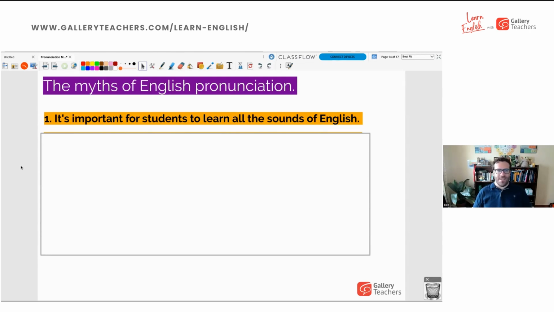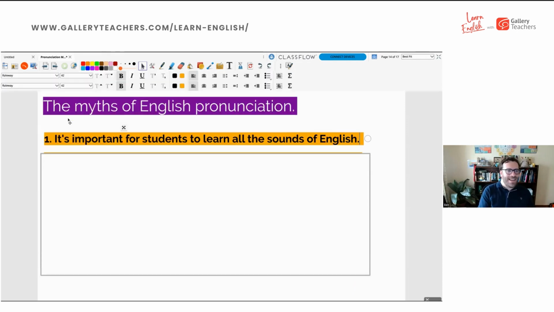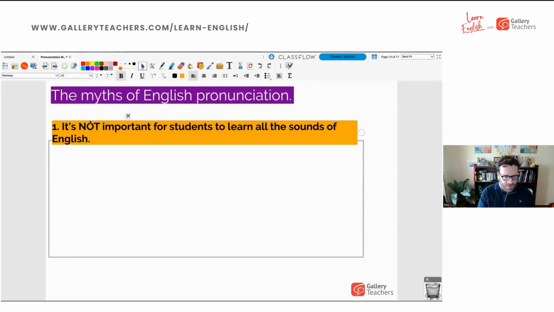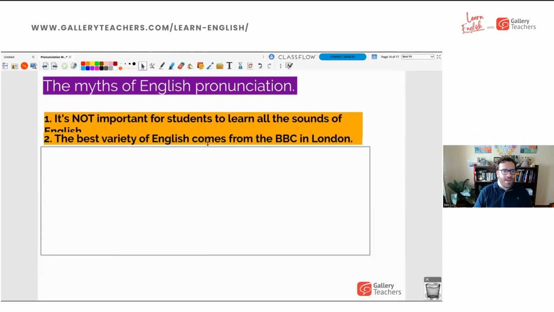So in the chat, is this one true or false? Yeah, you're right. So this one, let's say it's not important for students to learn the sounds of English. Okay, right, let's keep going.